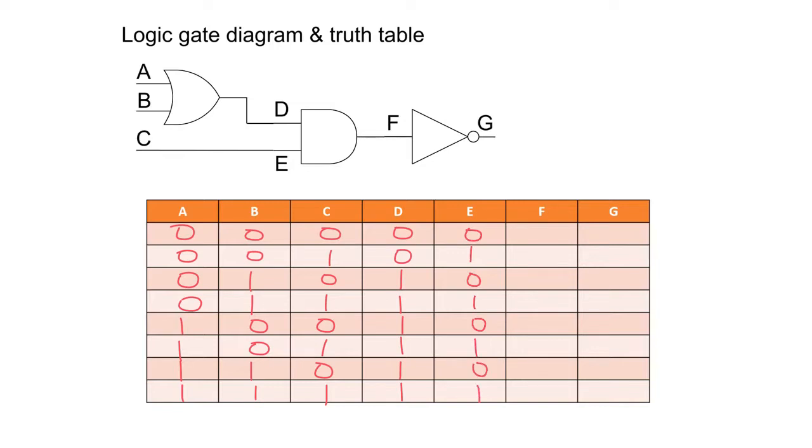F is the AND of D and E, so we're looking for D and E to both be 1, for the output to be 1. So we'll just go through here and mark where those are the cases. G is the NOT of F. So we look at F and we flip the binary in there. And there we go, our truth table is complete.